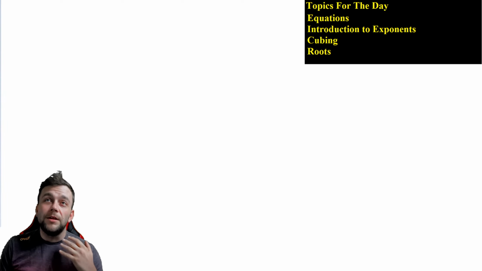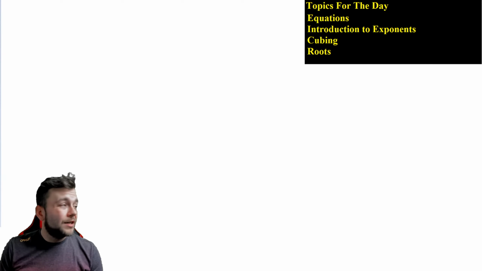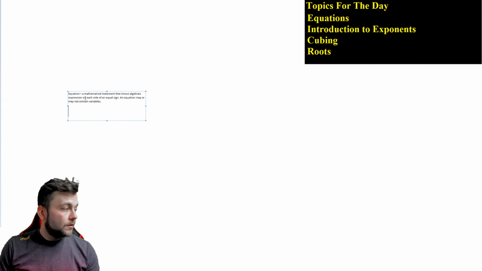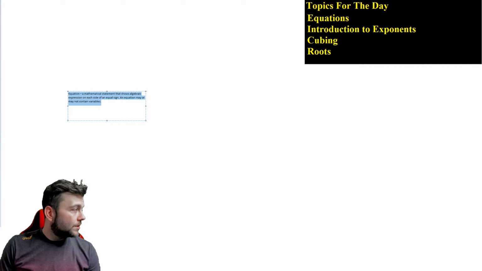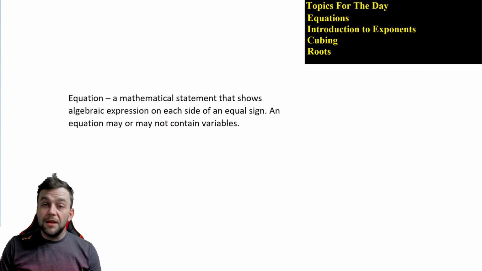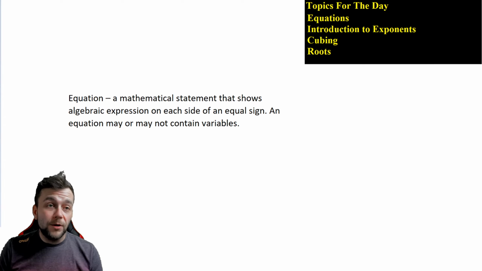First off, with the definition of equation, which is going to be a review from the class last night, but I still want to get that up there just in case you missed it. So the definition of an equation: a mathematical statement that shows an algebraic expression on each side of an equal sign. An equation may or may not contain variables.